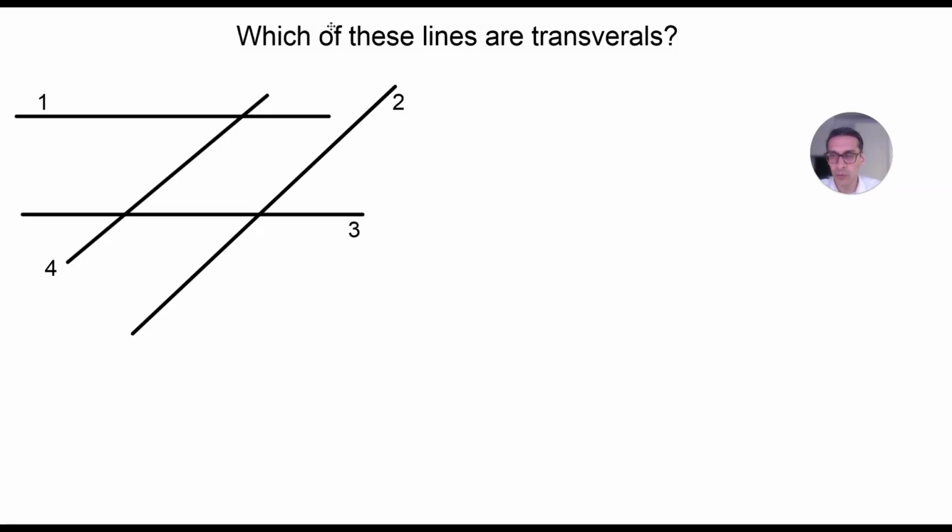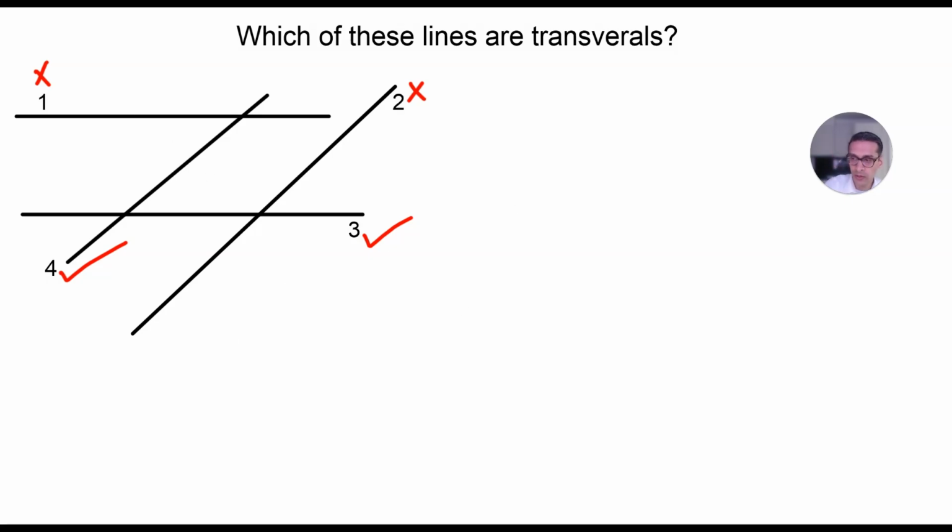Pause the video and think of which numbers could answer these, and then I'm going to go through this. So let's have a look. Line 1 only crosses over one other line, so this is not a transversal. So we're just going to put a cross there. Line 2 only crosses over another line at this point, so this is also not a transversal. Line 3 has two intersections, so line 3 is a transversal. And then line 4 crosses over two or more other lines. In this case, it's exactly 2, so 4 is a transversal.